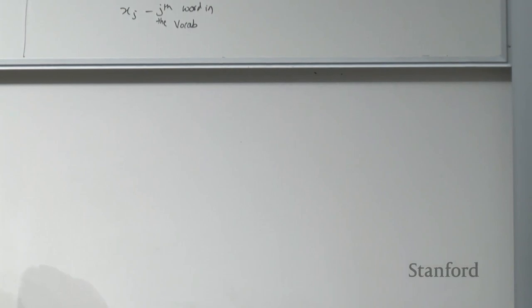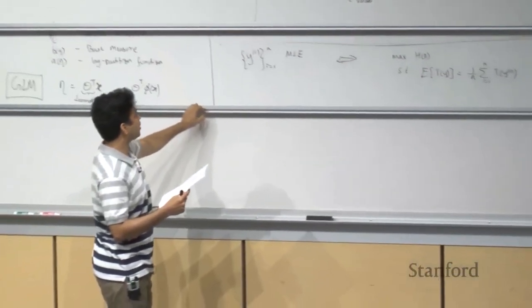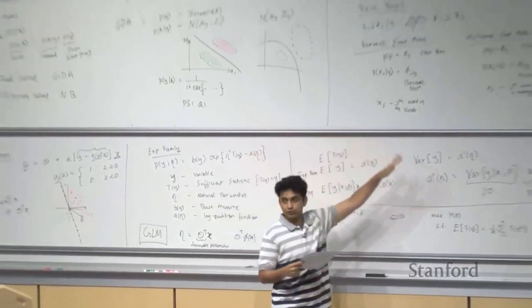And that kind of wraps up generative models. So those were basically the two models that we saw, GDA and naive Bayes. GDA was for continuous axes, naive Bayes was for discrete axes.